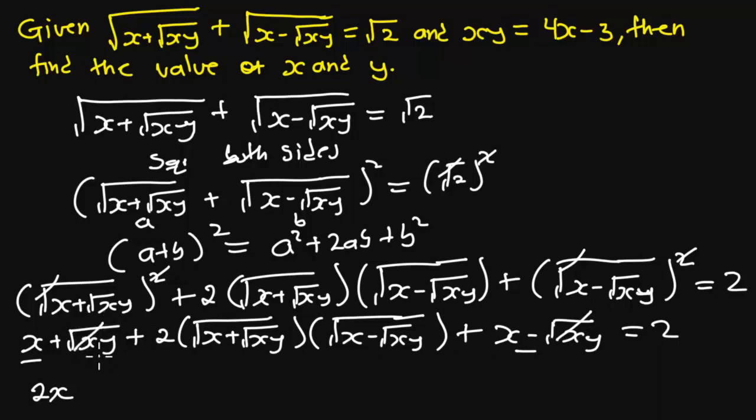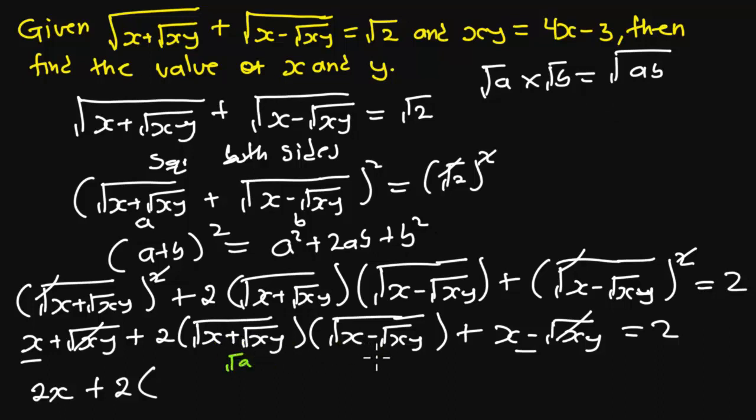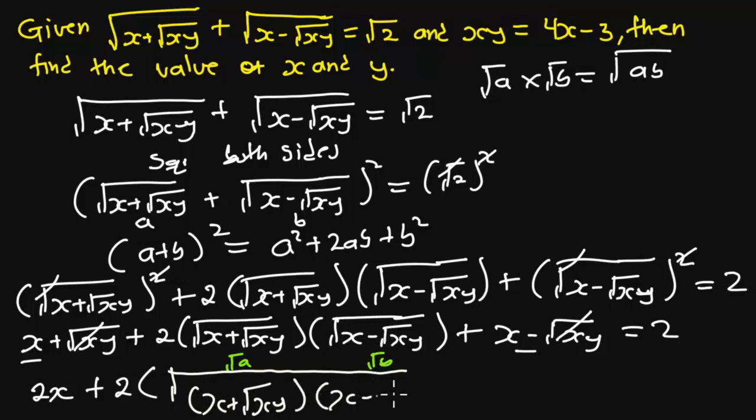So this will take care of this, plus 2 multiplying, for instance, when we have the square root of a multiplying the square root of b, this is the same as the square root of ab. So this is what we are going to use over here. And so this becomes our root a, and then this becomes root b. So we are going to have the square root of a, which is x plus the square root of xy, multiplying b, which is x minus the square root of xy. So this will be equal to 2.